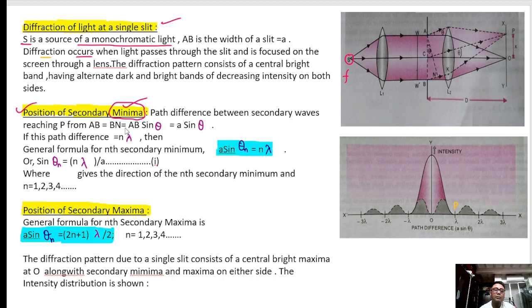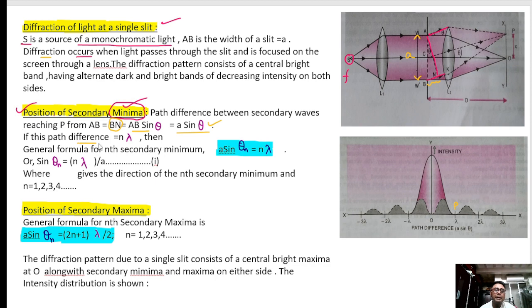So minima will occur where? First of all, please watch what the path difference is. This is the wave which is falling here. This much is the path difference of the wave. As you can see, the path difference is BN, which is AB sine theta, which is a sine theta. a is the width of the slit. So it is a sine theta.